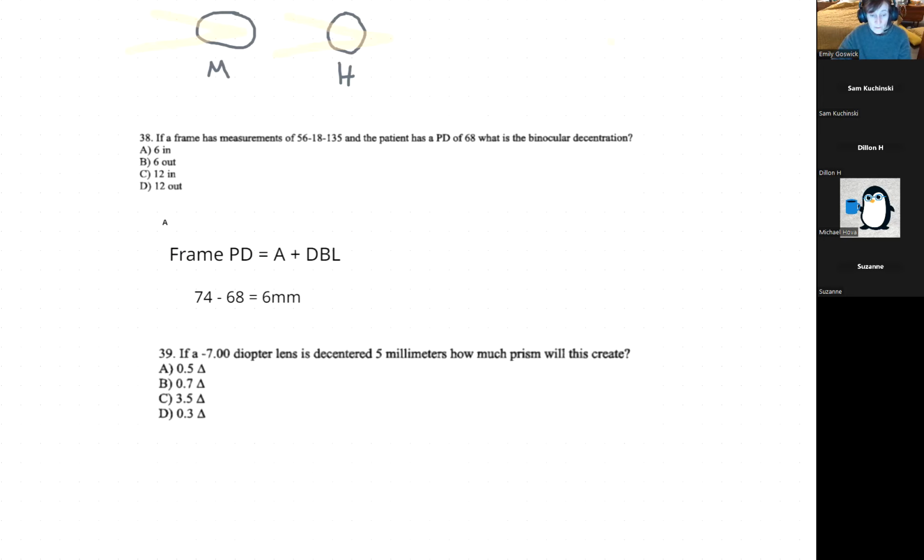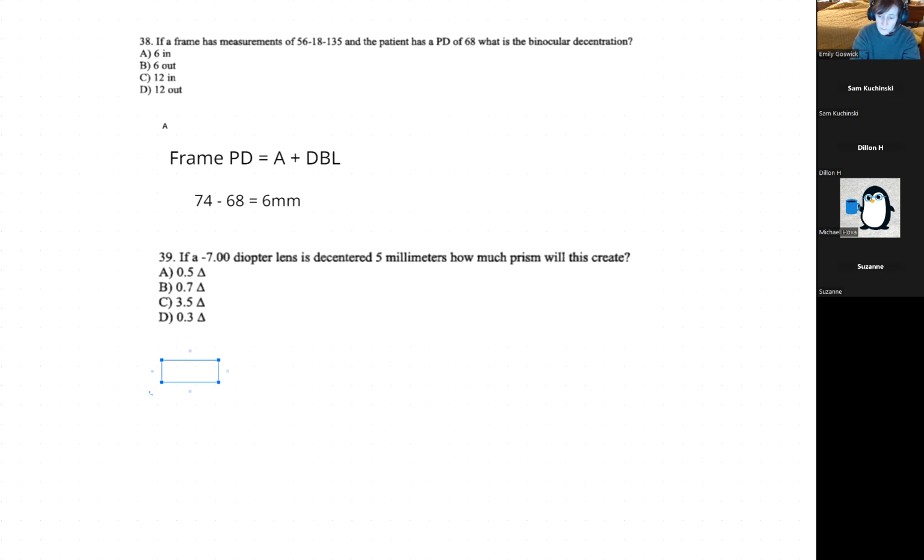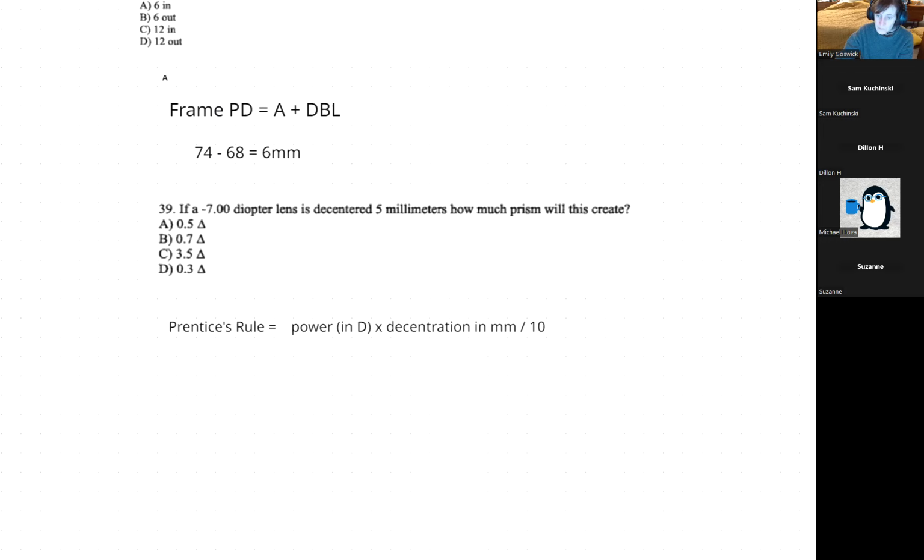All right, so what we need to know is Prentice's rule. Okay, so this is super, super, super important that you're comfortable with Prentice's rule. And Prentice's rule is power, in diopters, times the decentration in millimeters, divided by 10. That is a very, very important formula that will definitely come up. So you want to be comfortable with that.